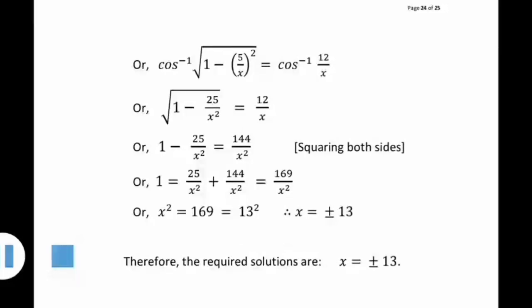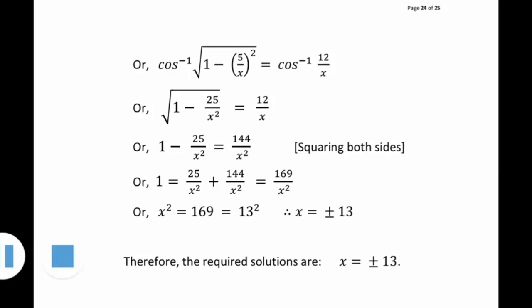Also here we have to substitute the expression in the right hand side, pi by 2 minus sin inverse 12 by x can be substituted by cos inverse 12 by x, and we get the step here, the first step, cos inverse square root of 1 minus 5 by x whole square equals to cos inverse 12 by x. After simplification we get square root of 1 minus 25 by x square equals to 12 by x.